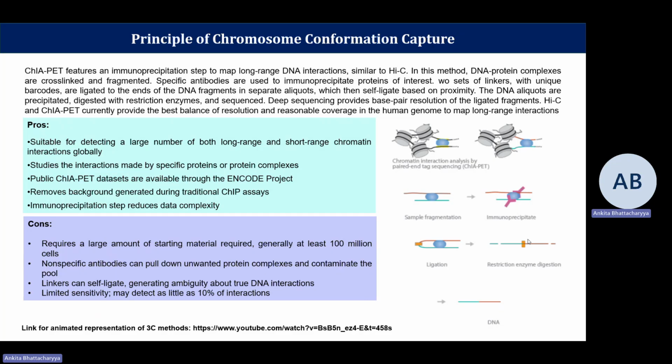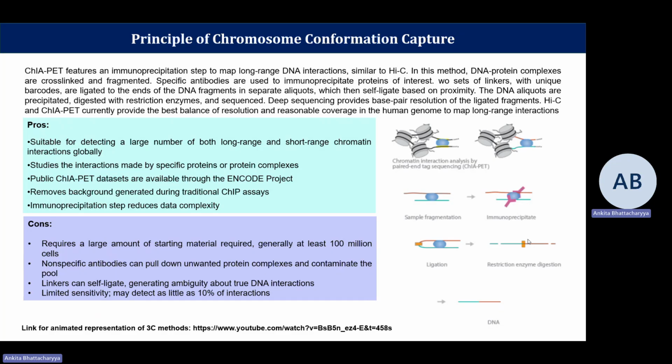Deep sequencing provides us base pair resolution of these ligated fragments, and Hi-C and ChIA-PET currently are the most informative in terms of resolution and coverage to map very long range interactions. Now, what are the advantages? It is very useful when you want to detect a large number of long range and short range chromatin interactions globally, if that is your goal.